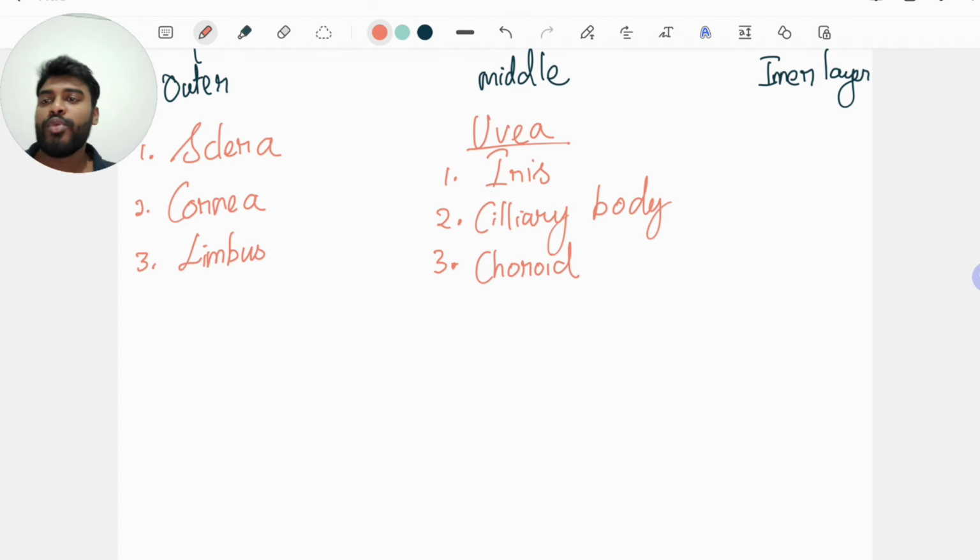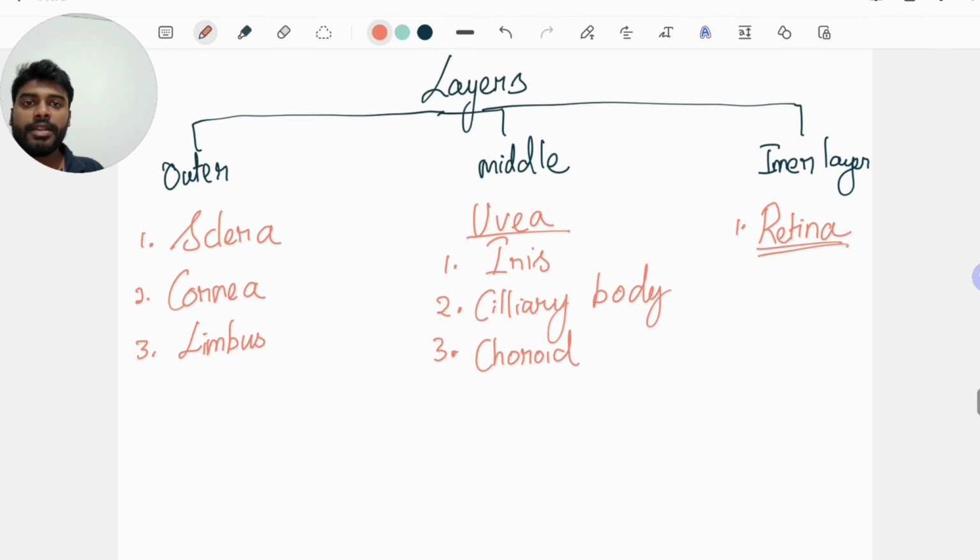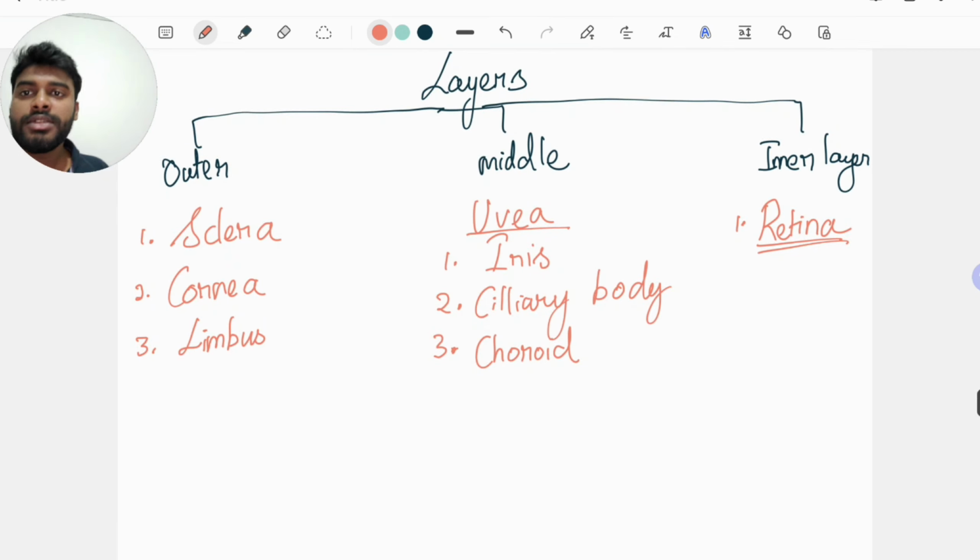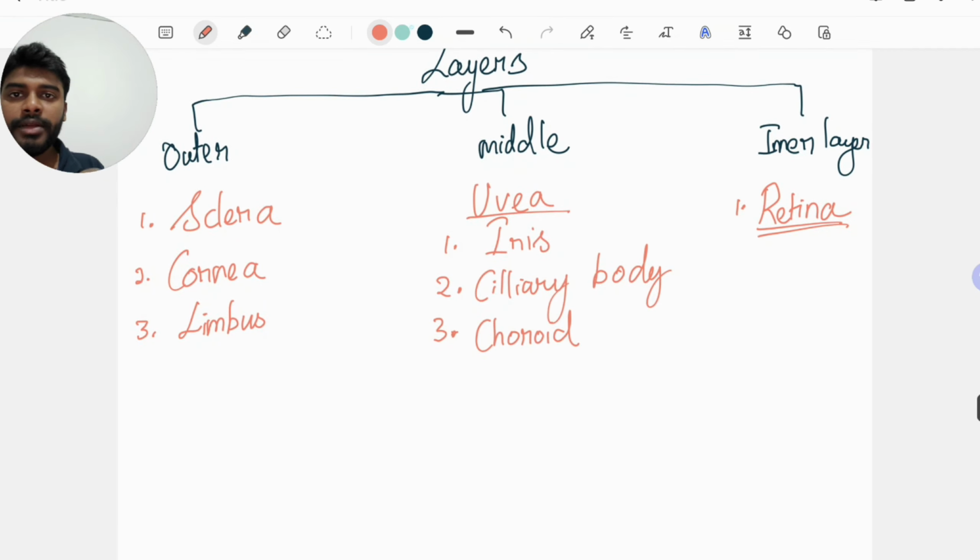Then what is the innermost layer? This is something everyone is familiar with. The innermost layer is called the retina. Okay, now we have completed the layers. Here we will go a little deeper.